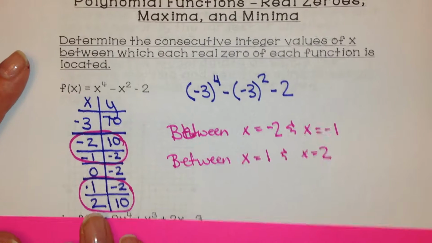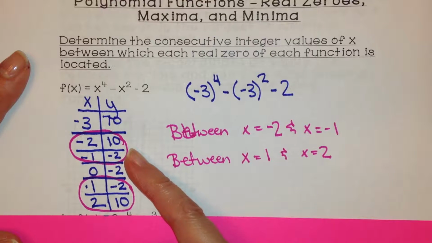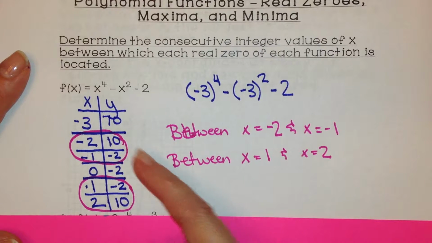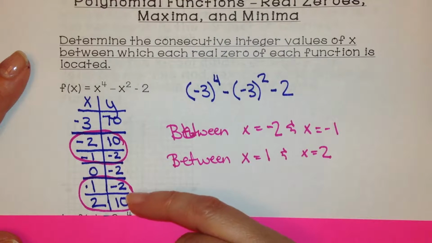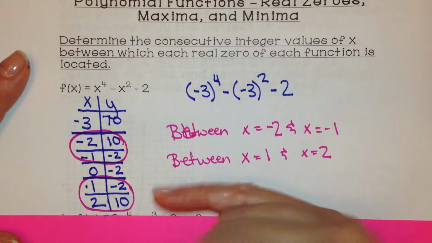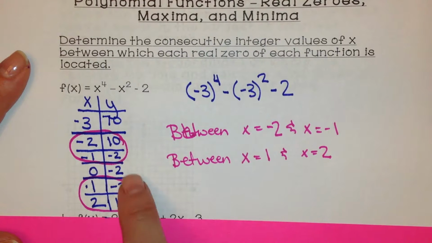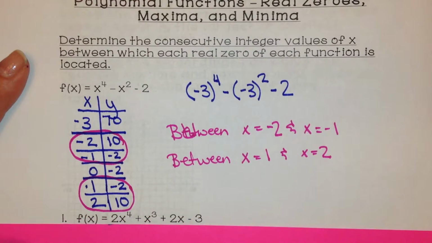Just create a table, identify where your graph, or your table in this case, changes from positive to negative or negative to positive. And if you happen to get where y is actually 0, that is a real 0. So that one you wouldn't put between points, you would just put the x value.